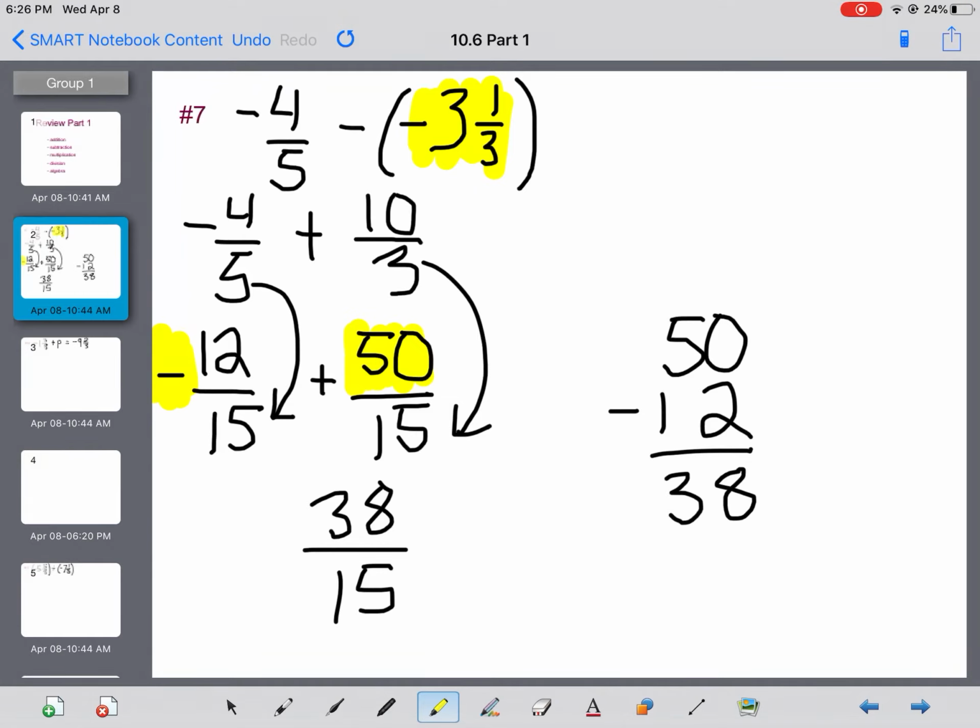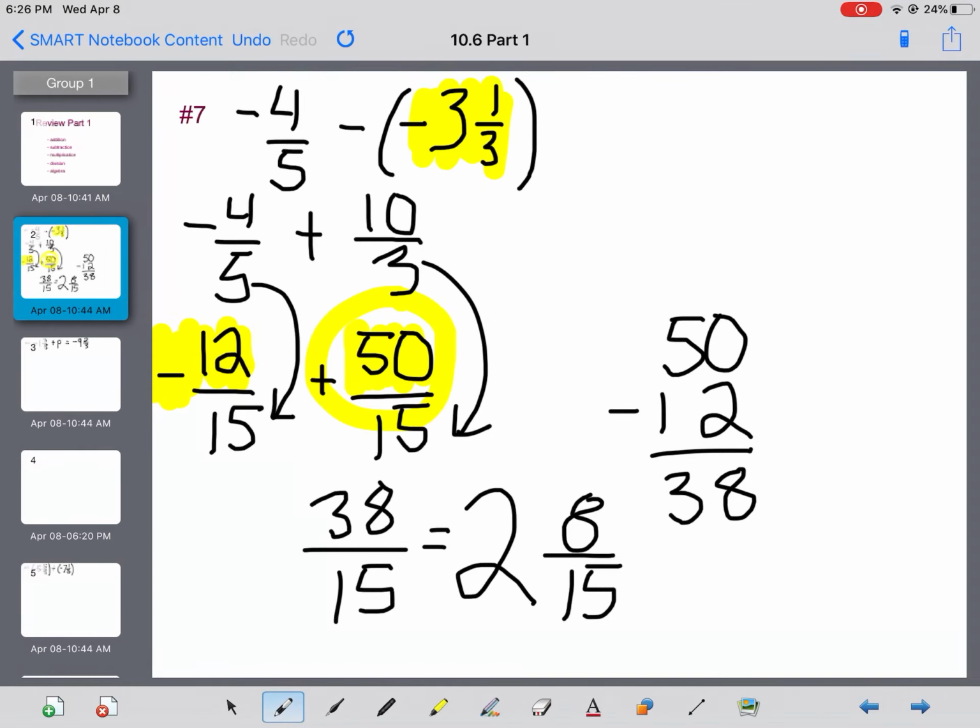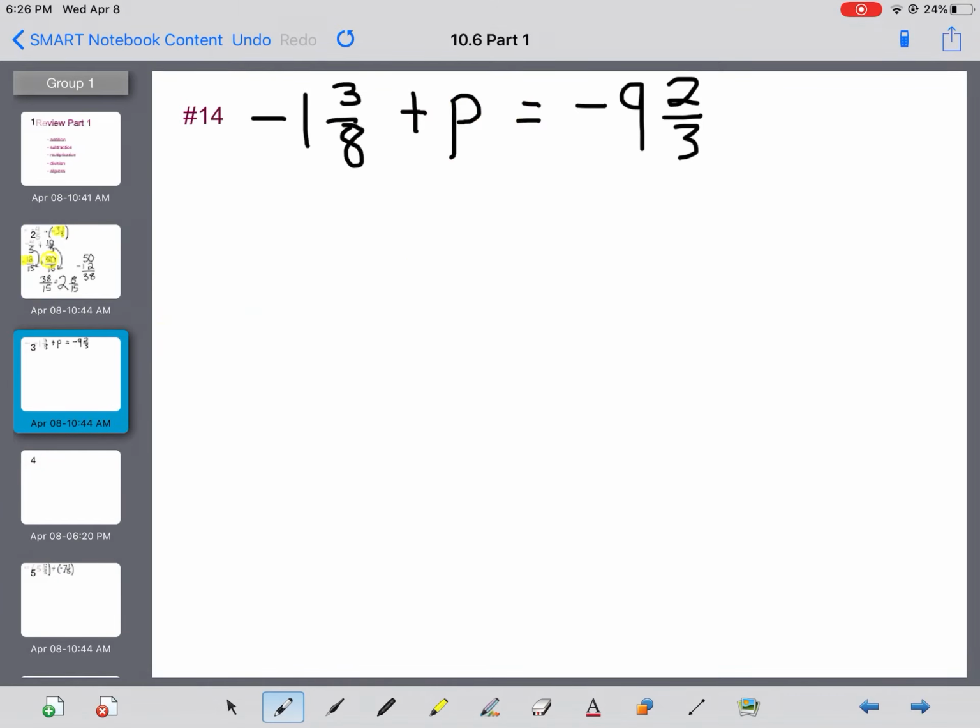Now I have to stop and ask myself, is it positive or is it negative? Well, if I look at my original fraction, I have a negative and a positive. Which one had the greater absolute value? The 50 has the greater absolute value and it's positive, so my overall answer is positive. Now, of course, I can simplify. So I think to myself, how many times does 15 fit into 38? Well, I know 2 times 15 is 30, and then I have 8 leftover pieces of my pizza, so I have 2 and 8/15. So there's an example of a subtraction problem.